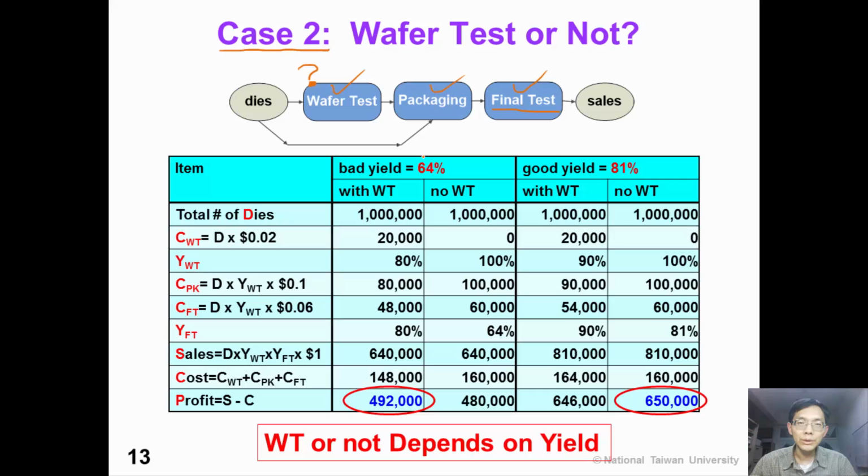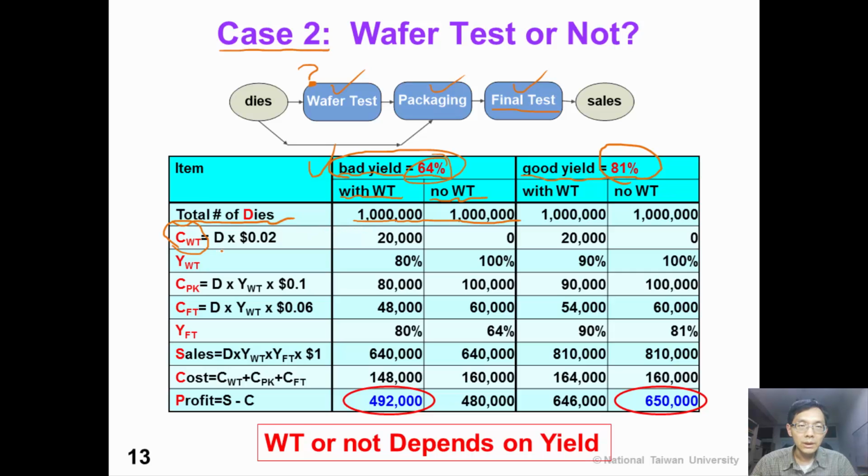Let's consider two scenarios. In the first scenario, the yield is poor, only 64%. In the second scenario, the yield is better, 81%. Let's look at the first scenario. In this scenario, we can do it with wafer test or without wafer test. Suppose the total number of dies manufactured are the same, 1 million dies for both cases.